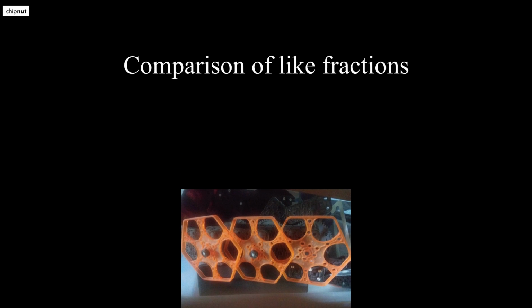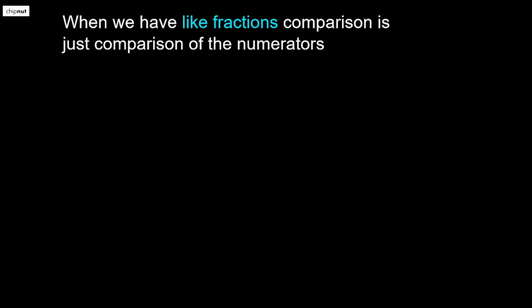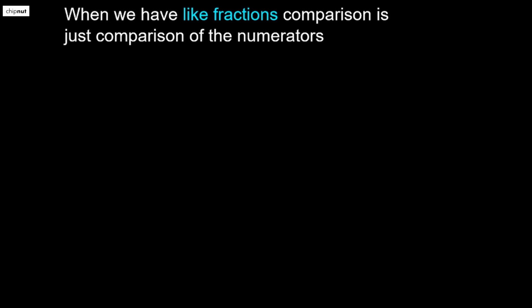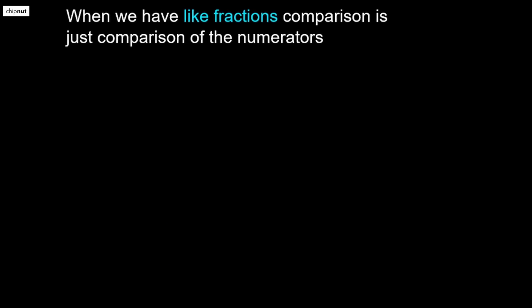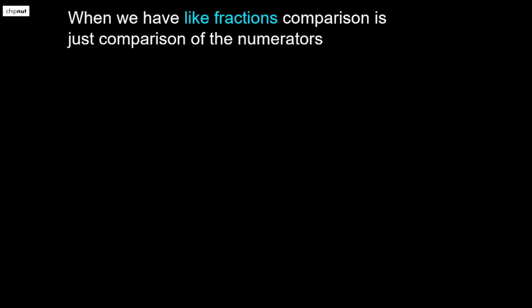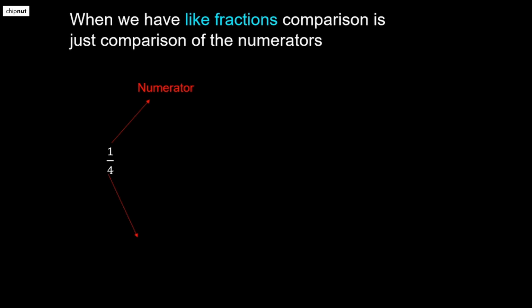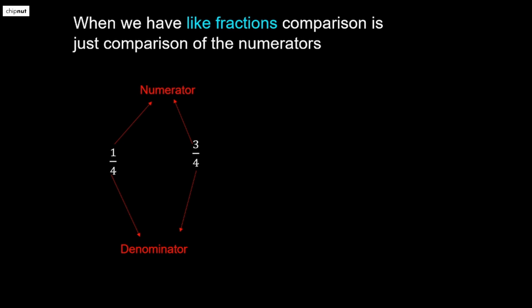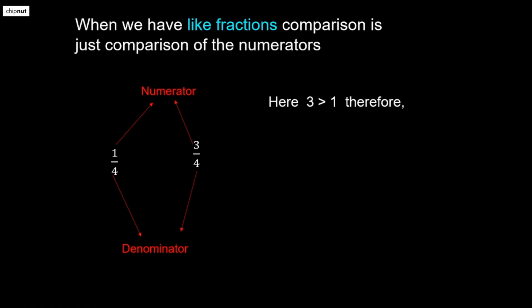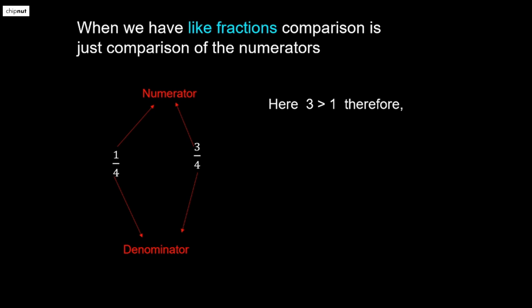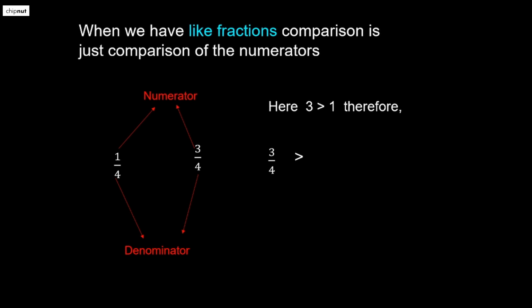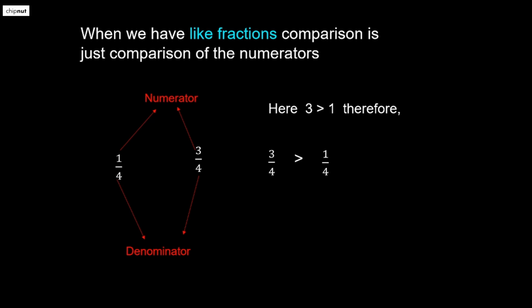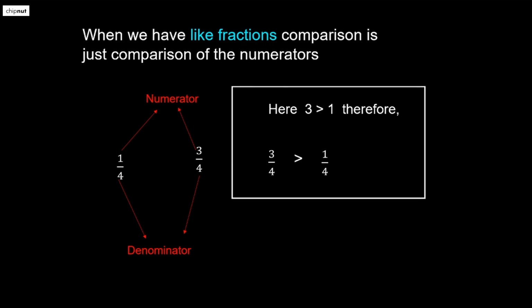Comparison of like fractions. When we have like fractions, comparison is just comparison of the numerators. We don't have to do anything more. Suppose 1 by 4 and 3 by 4 are given to you. We compare 1 and 3. Here 3 is greater than 1. Therefore, the fraction 3 by 4 is greater than the fraction 1 by 4. When we have like fractions, it's just the comparison of the numerators, as we have seen.